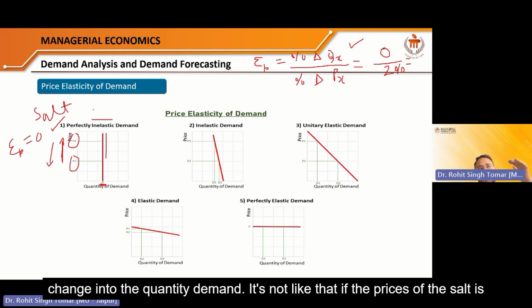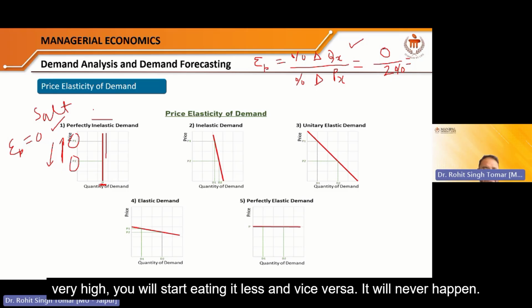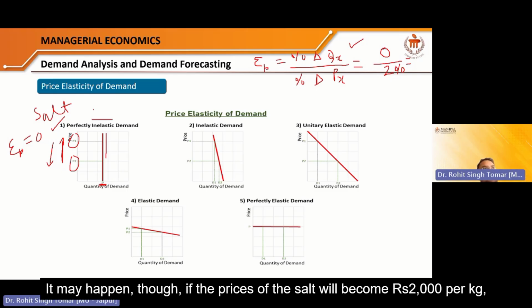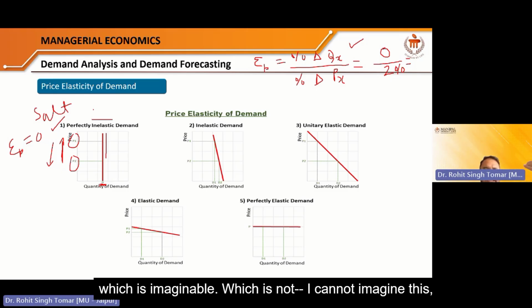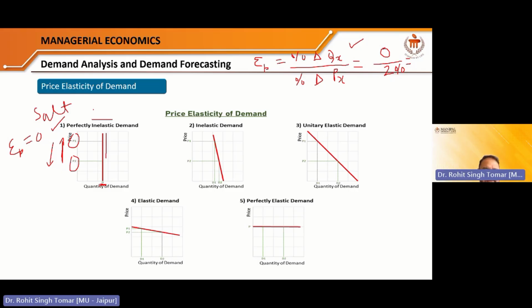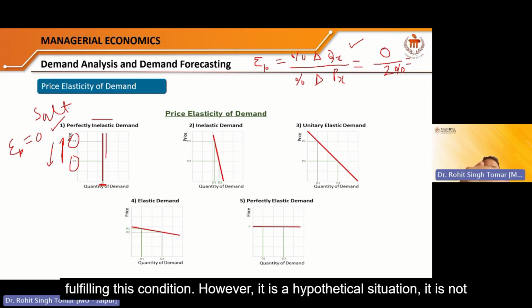It's not that if the price of salt is very high, you will start eating less of it, and vice versa. It will never happen. It may happen if the price of salt becomes 2,000 rupees per kg, which I cannot imagine, right? So only in the rarest of rare conditions will it happen. So I can say that salt nearly fulfills this condition. However, it is a hypothetical situation. It is not a practical situation.